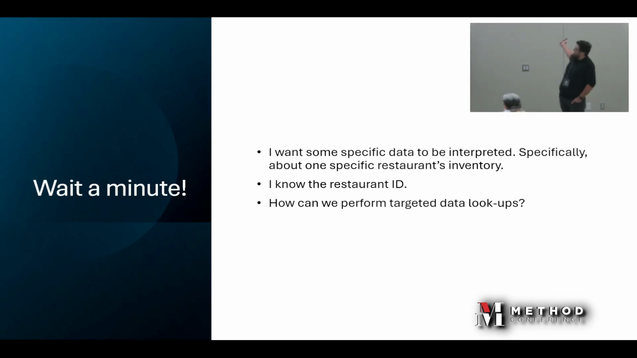But wait a minute. I want specific data. What if I want to just query about a restaurant's inventory? I know the restaurant's ID. Maybe I have a franchise of 5 McDonald's restaurants, and I know the ID for this McDonald's.